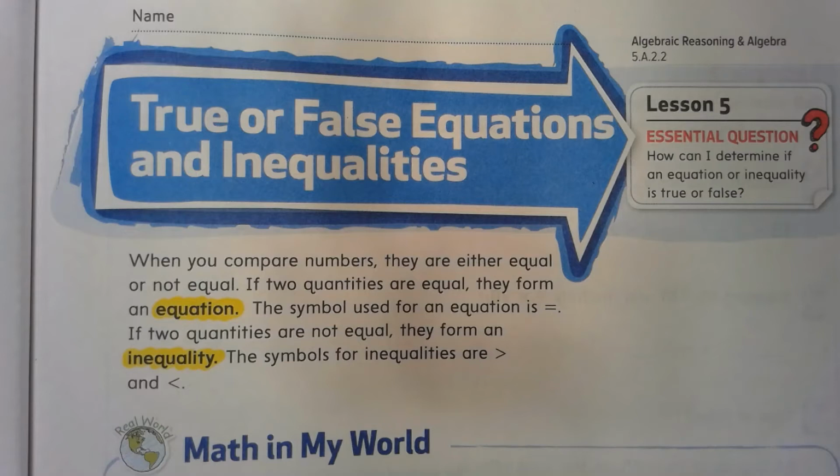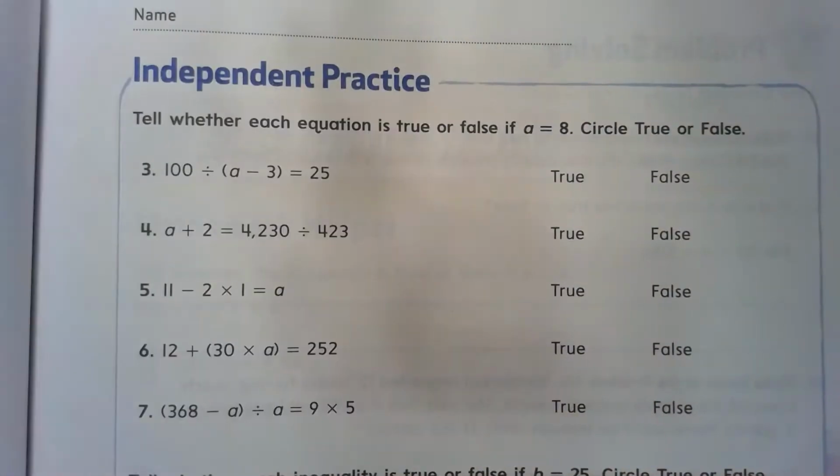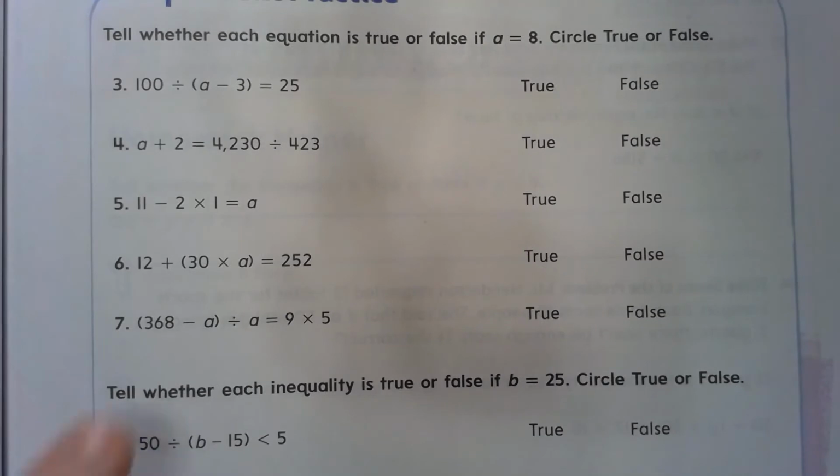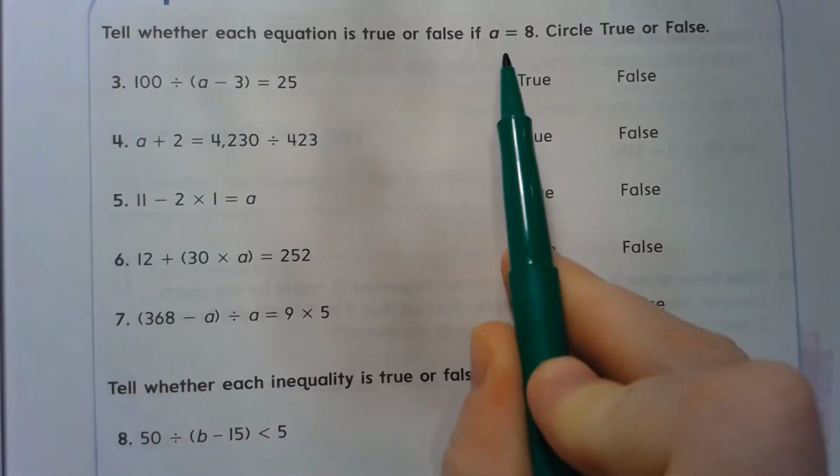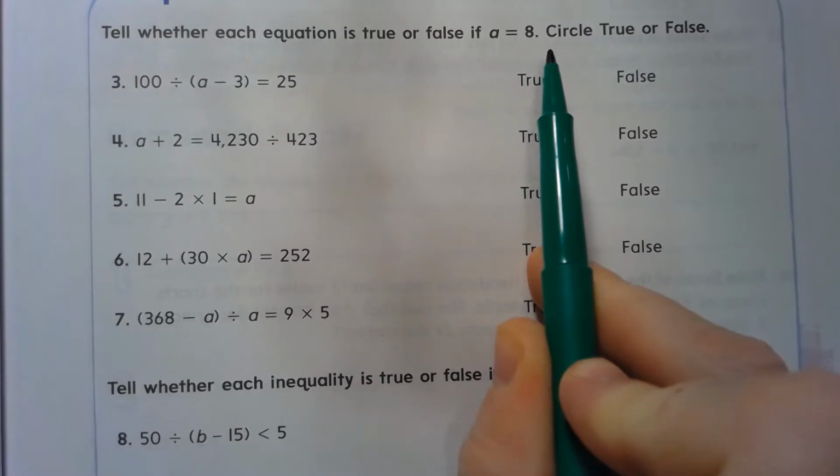In this video, we're going to look at some select problems from Lesson 5 in the Oklahoma Supplement book. This lesson is over true or false equations and inequalities. We're going to start on page 27, and we're going to look at question number 7. On question number 7, the directions say, tell whether each equation is true or false if A equals 8.